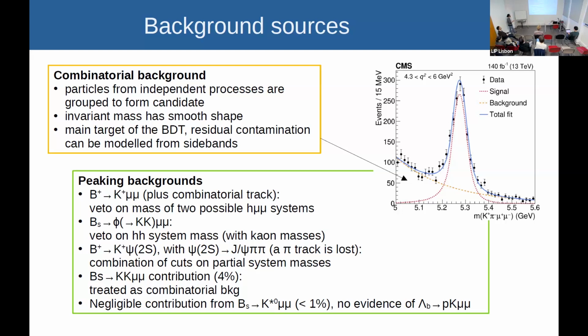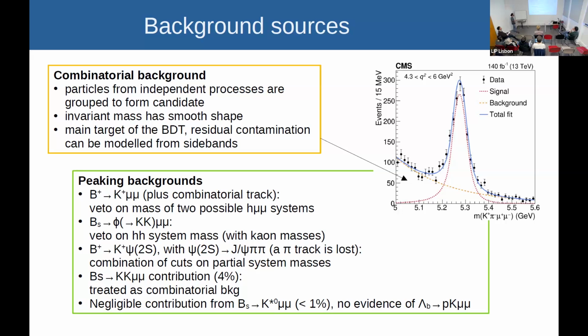And finally, we also have a B_s to KK mu mu decay that is similar to this one, but the two kaons are not resonant. That has a smaller branching ratio, but is still quite impactful, and we cannot apply a dedicated cut on the two kaons because they are not resonant. We see that it is polluting both. It's quite flat as a function of the mass of the system, so it's polluting both the sideband regions and the signal regions, and it's quite limited. It's only 4% of our signal, so it's just treated as combinatorial background in our analysis.